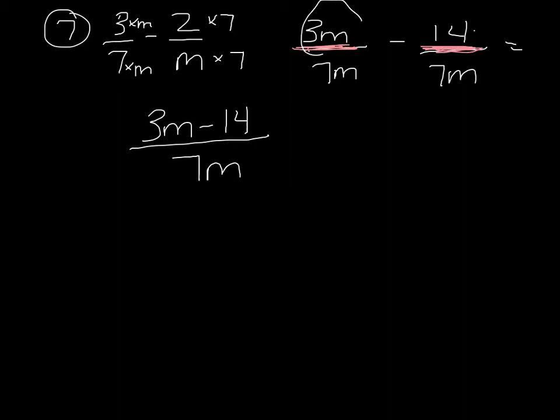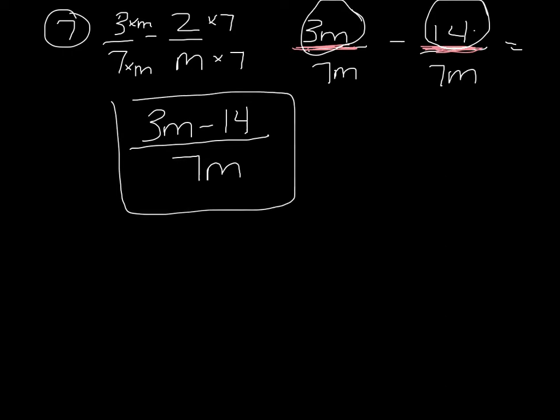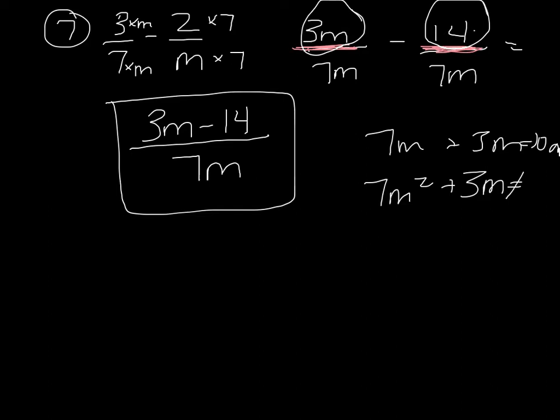Okay, so if I cannot combine these like terms, which I can't because one has an m and one doesn't, then I just have to write them out. So this is my answer for number 7. Now I know that's a little bit confusing, but you just have to remember: if I have 7m plus 3m, I could make 10m's. But if I have 7m squared and 3m's, I cannot add them together, because this is m squared and this is m's. I can't add them together because they're not exactly the same thing.